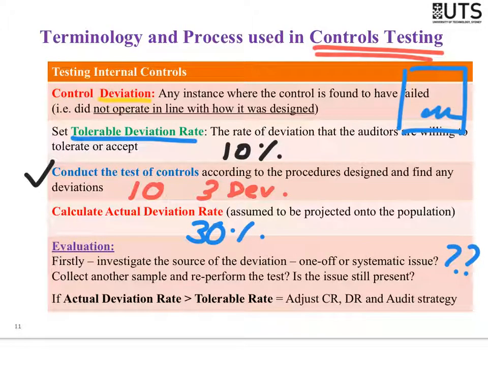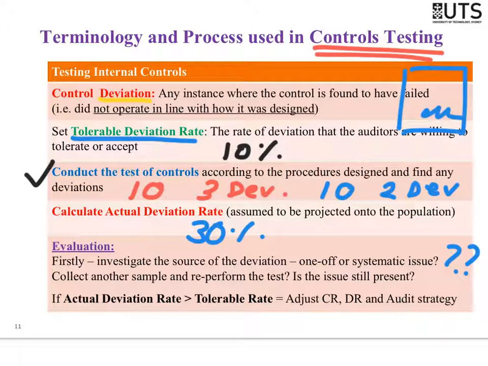So go back up. We pick another sample, we pick another 10. In the 10 that we pick, the second time around, we find 2 deviations. So 2 instances where the signature wasn't there. Ladies and gentlemen, do you think that we disregard the first test? Yes or no? Do you think we just base it on the second test? Yes or no? What do you think we do?